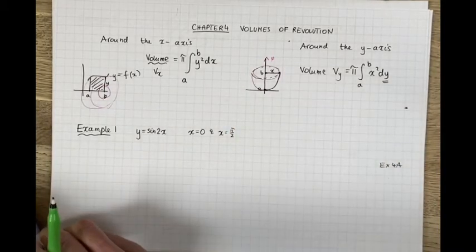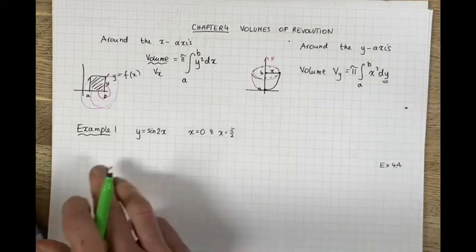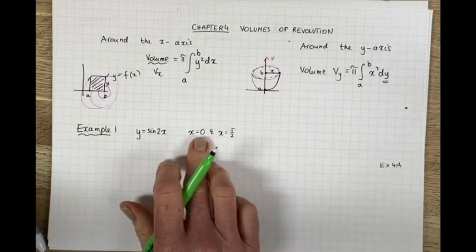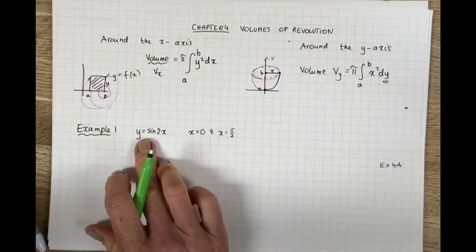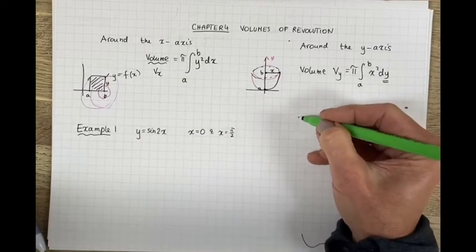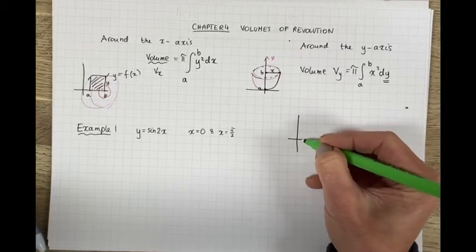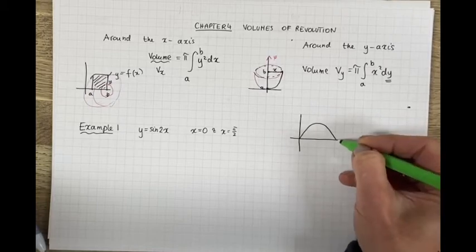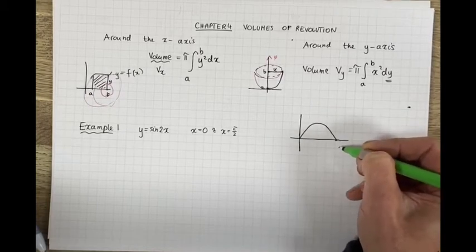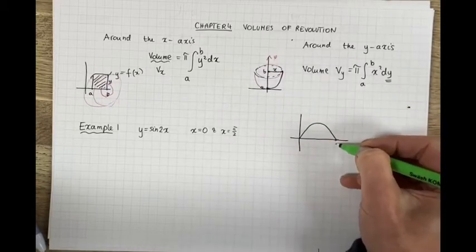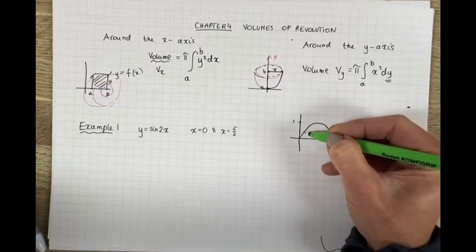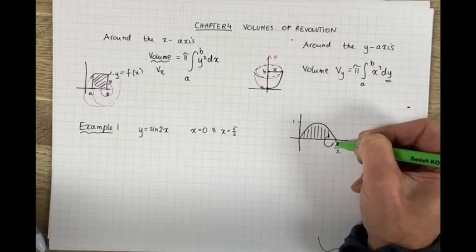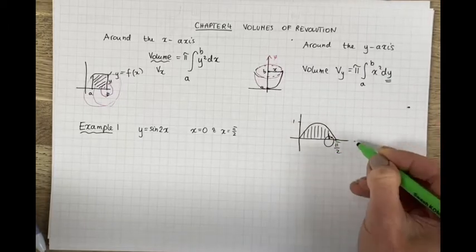Okay, let's do the first example. We are going to find the finite region between 0 and pi over 2 that's rotated around the x-axis. So let me show you what sine 2x looks like. If I draw a sine curve, normally it goes through pi here, but because it's 2x, it has been shrunk, so it's pi over 2. And we're going to find what we get if we rotate this lamina, if you like, around the x-axis.